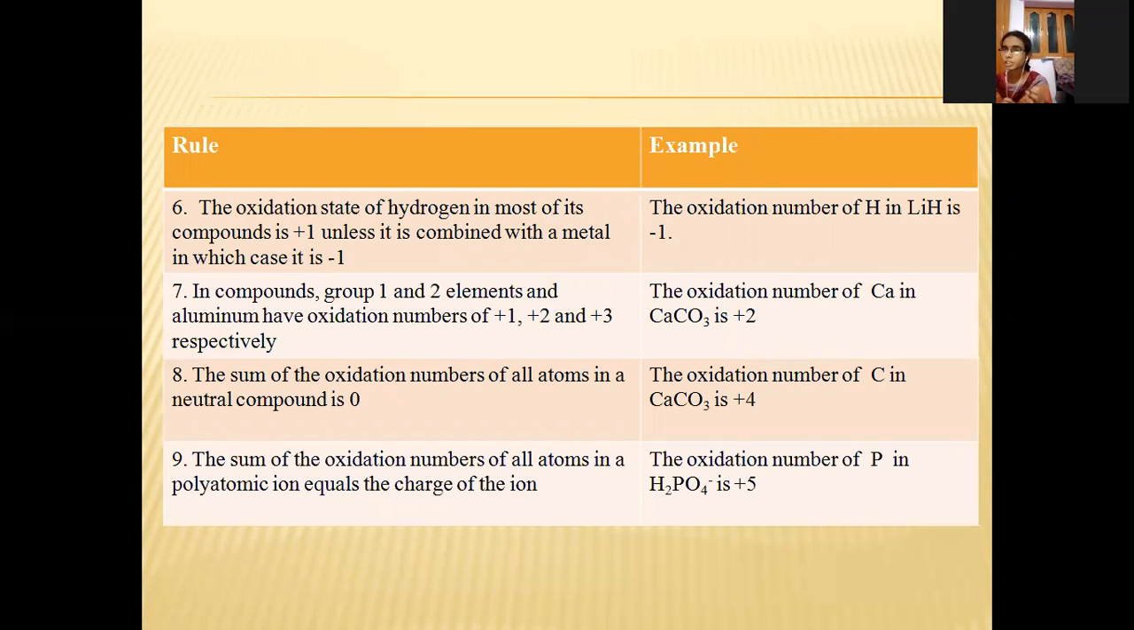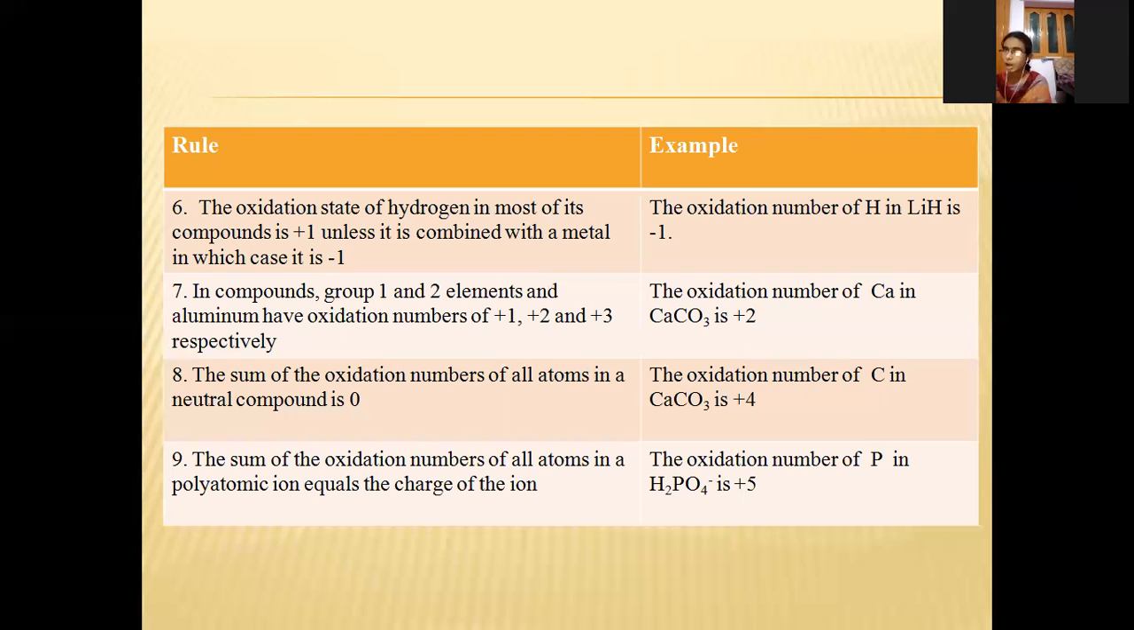The oxidation state of hydrogen in most of its compounds is plus 1, unless it is combined with a metal, in which case it is minus 1. When the hydrogen atom does not combine with any metal, the oxidation number is plus 1. When it combines with a metal, it becomes minus 1. So the oxidation number of hydrogen in lithium hydride is minus 1.